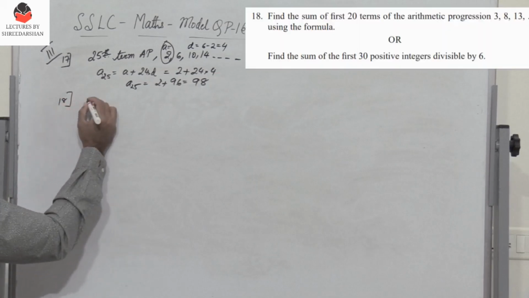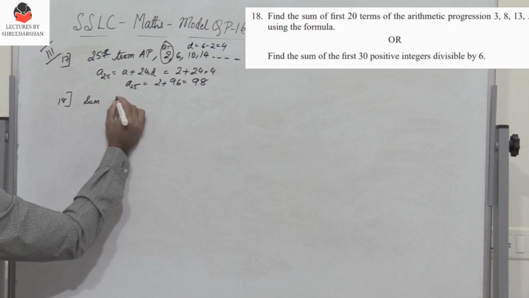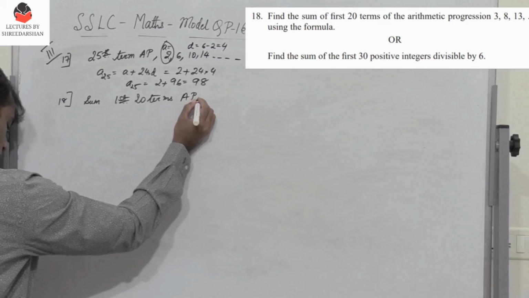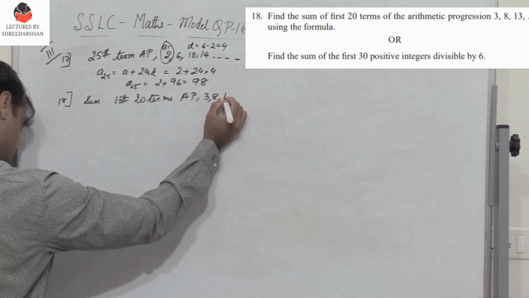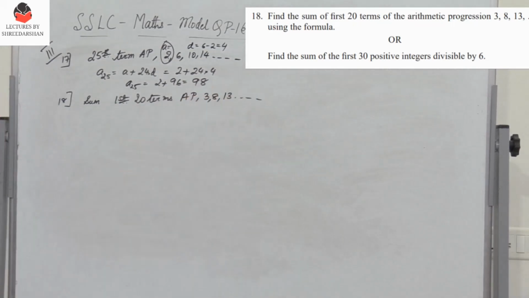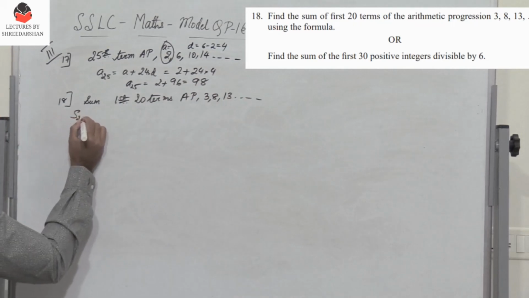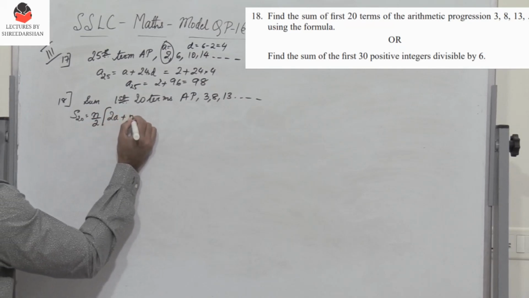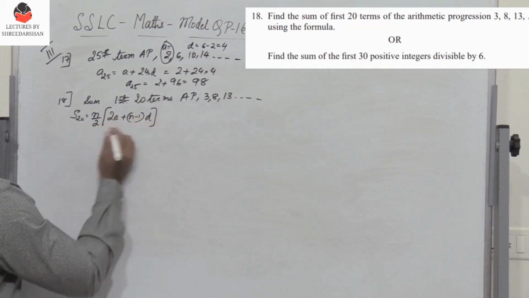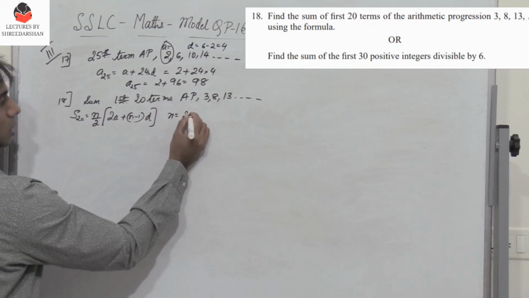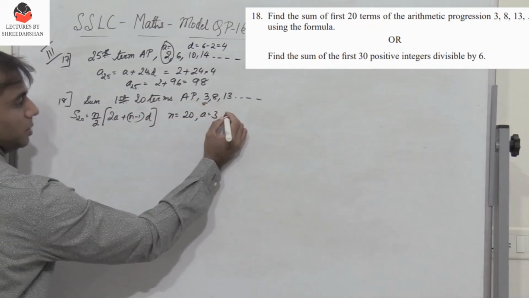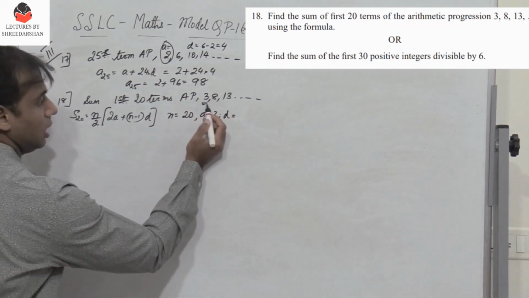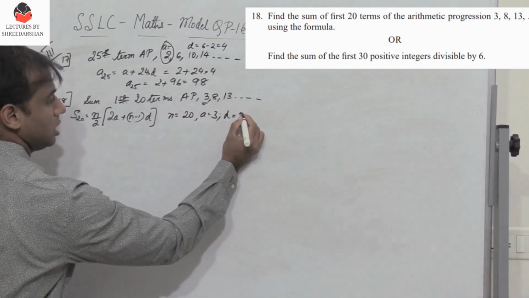Let's move on to the next one. Problem 18: find the sum of the first 20 terms of the arithmetic progression 3, 8, 13 using the formula. So I need to find S20. What is the expression? n by 2 into (2a plus (n minus 1) into d). Here n is 20, a is 3, the first term, and d is the common difference, 8 minus 3, which gives me 5.